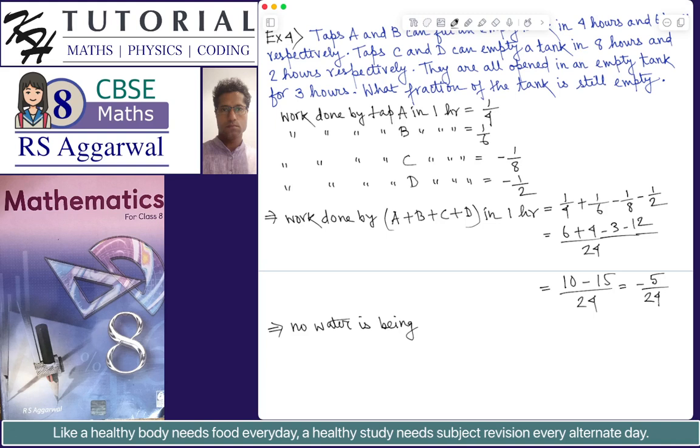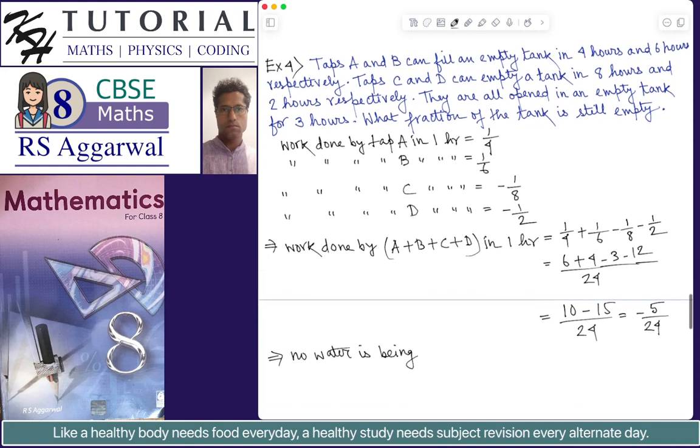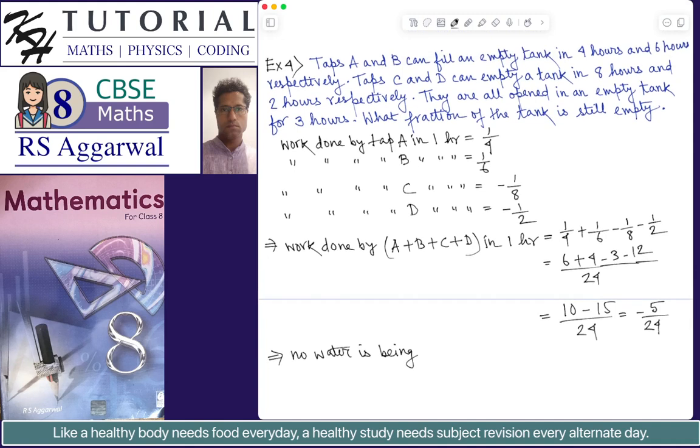I gave the wrong data. My intention was not to end up with this kind of solution, that the tank will not be filled. The data that I gave, that is the hours 4, 6, 8 and 2, were improperly given by me. So that is why we are having the answer that no water is being filled per hour. This was not my intention. So I could not frame this question properly. I'm sorry for this. But anyway, I hope we are learning something from this problem.